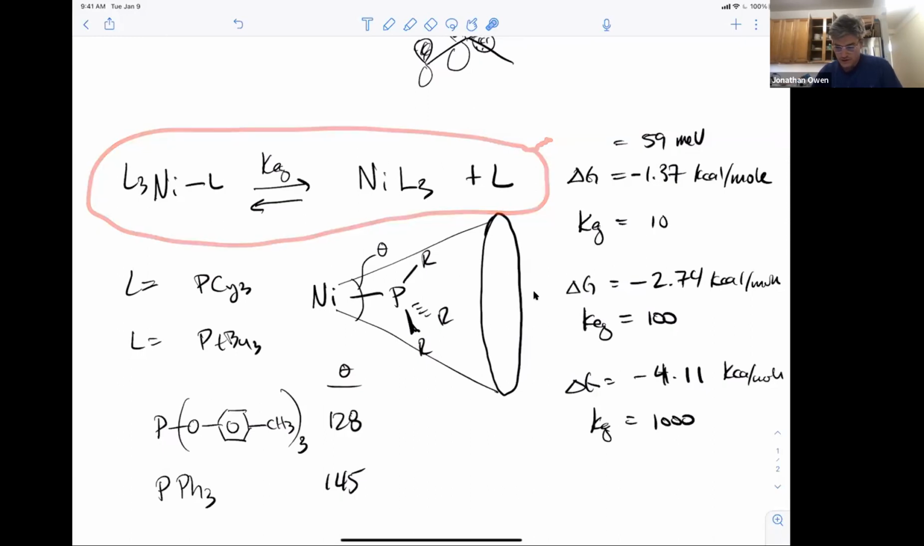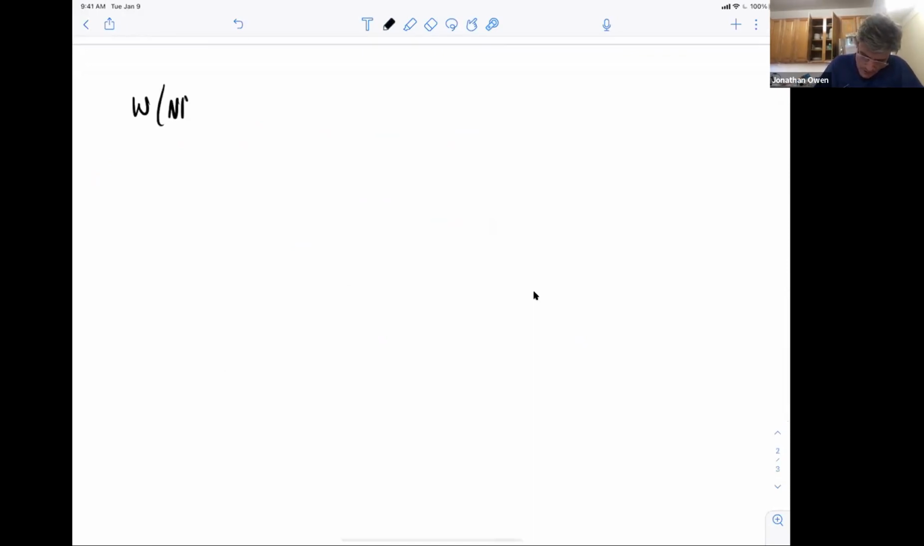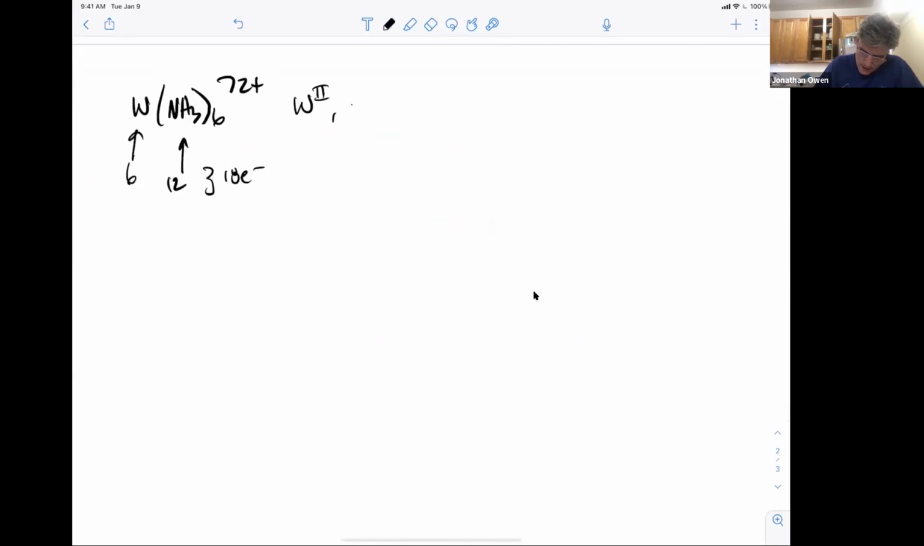Okay, so let's just do an example of that for a second. Tungsten hexamine 2+. We've got 6 electrons for tungsten. You've got 12 electrons for these ammonias. So this is an 18 electron compound. It's tungsten 2+. That leaves you with 4 d electrons.